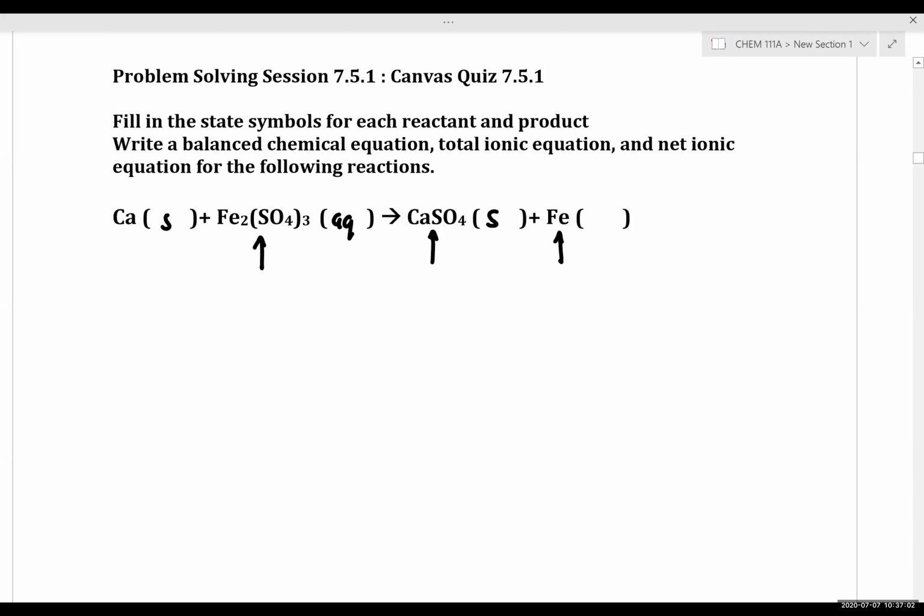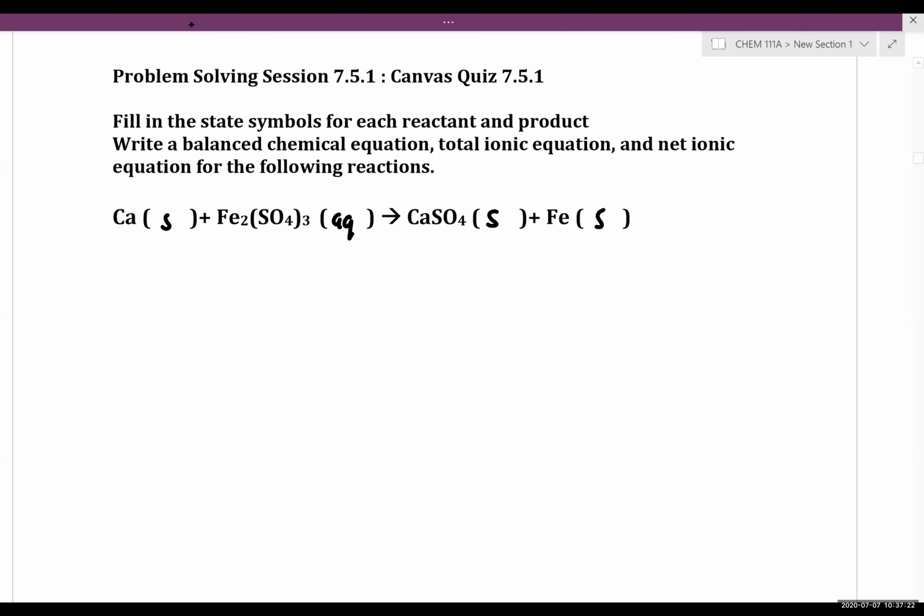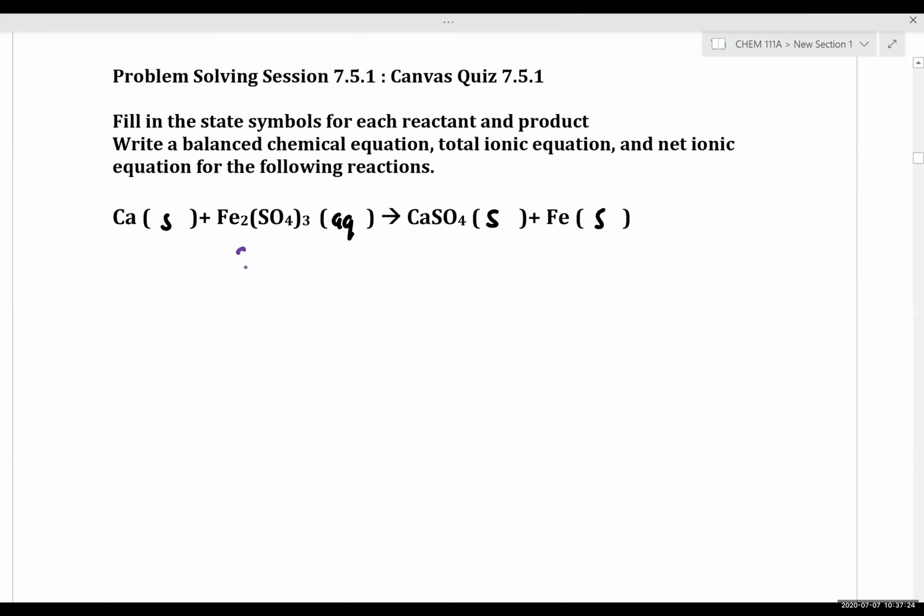And then iron. What state symbol do we put for iron? As it's a pure element and it's a pure metal, what state symbol do we put? Solid. Yep. Okay. Perfect. So now we have our state symbols established. Now let's do some quick atom counting. So we have 2 irons and 3 sulfates on the left. We have 1 sulfate on the right and 1 iron on the right.